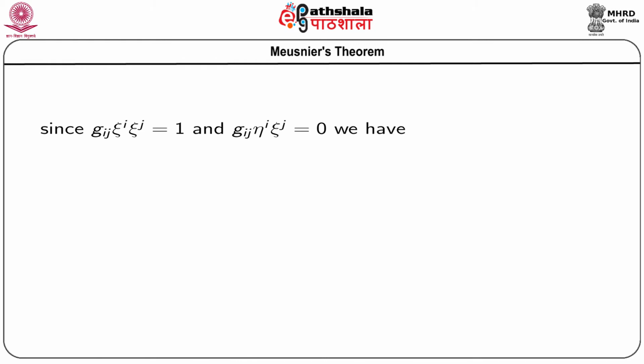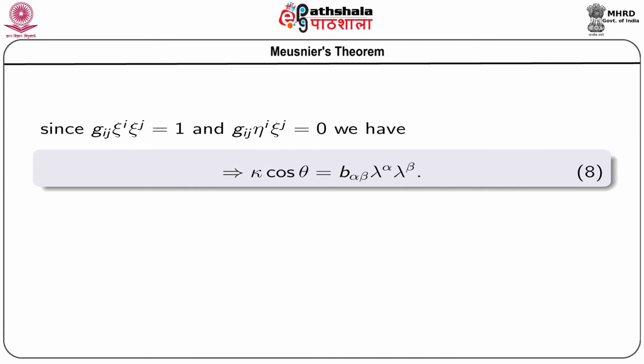Now, we know that chi is a unit vector. So, g_ij xi^i xi^j is equal to 1, and eta^i and xi^j are orthogonal vectors. So, g_ij eta^i xi^j equals 0. Therefore, the equation reduces to kappa cos theta equals b_alpha beta lambda^alpha lambda^beta.